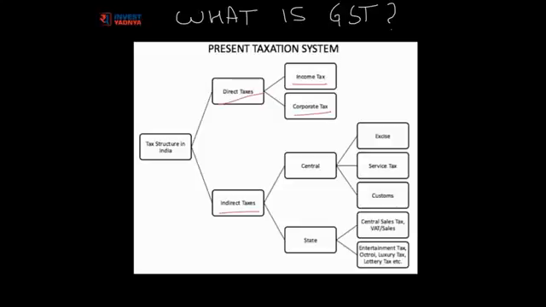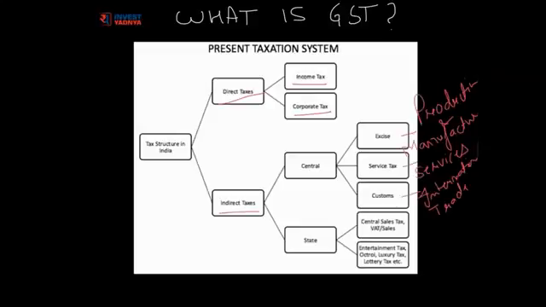The central government collects majorly three types of indirect taxes: excise tax, service tax, and customs. Excise tax is the tax on production and manufacturing of goods, obviously applied by the central government. Similarly, service tax is the tax on services provided or to be provided by the vendor. And customs is the tax on international trade.